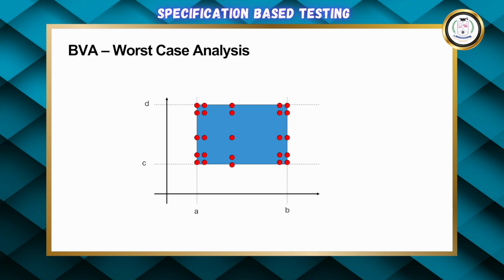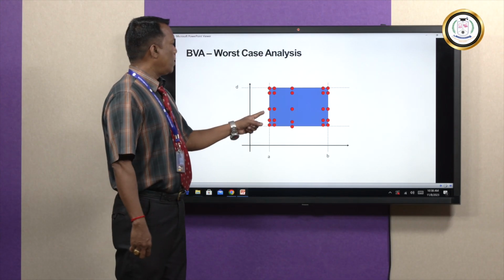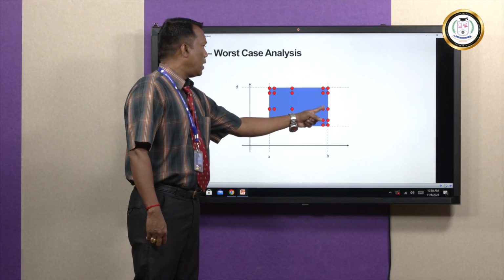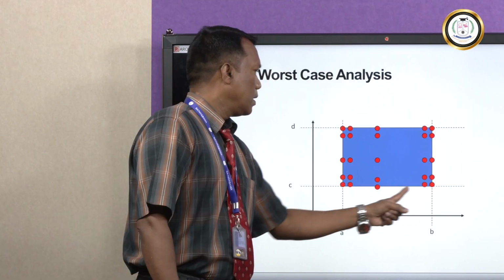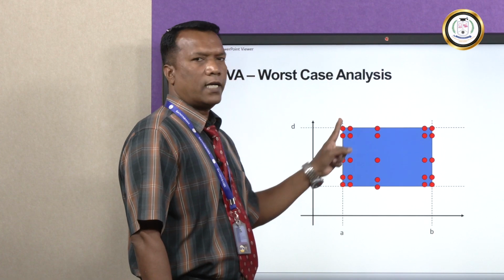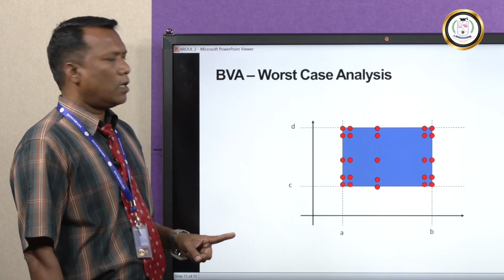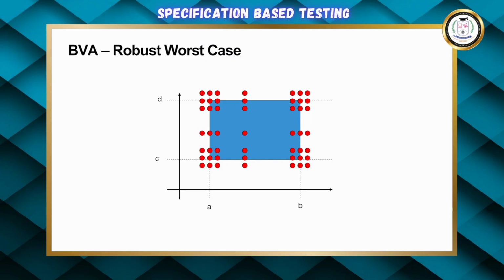The worst case analysis, right, we have the value 6n plus 1. It is going to have the boundary value analysis along with the actual values. It is going to test along with the boundary values. On all the boundaries, it is going to be tested. All the values have to be taken for the test cases with respect to the boundary values. That is the worst case analysis.